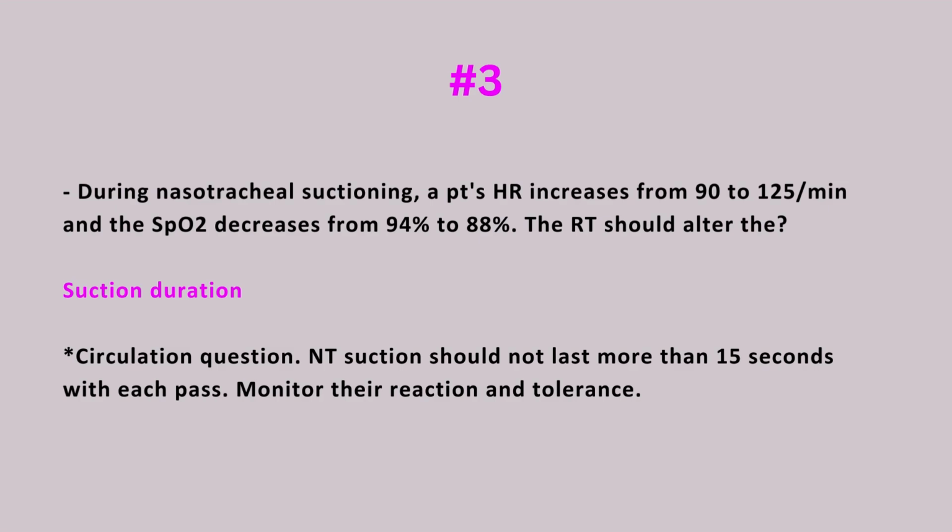Okay, going back to the 20-point rule, look at the heart rate. It went from 90, which is acceptable, all the way up to 125. That's a difference of 35 beats a minute. That's past 20. So that should get your attention. Circulation is the question. NT suction should not last more than 15 seconds with each pass. While you're applying NT suction, you always monitor the reaction and tolerance. If they're not tolerating it, then you need to stop. Maybe you only need to do 10 seconds, but the correct answer is altering the suction duration.